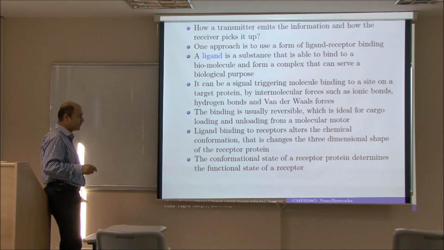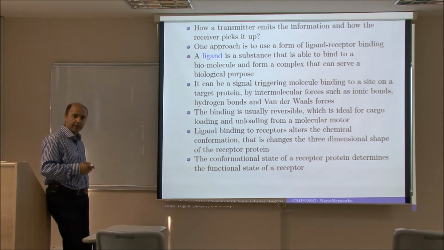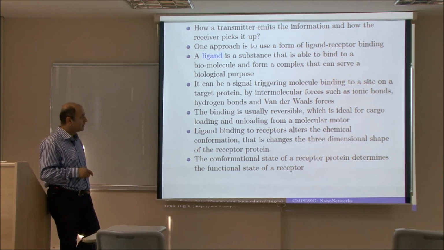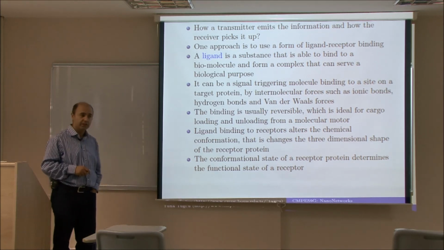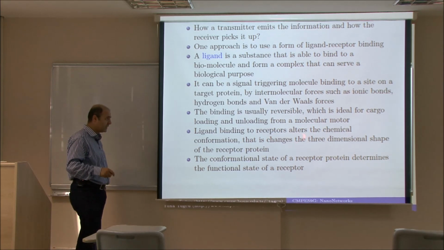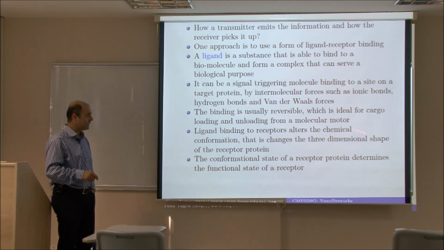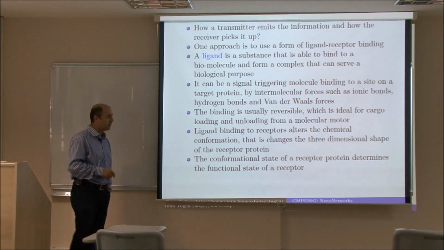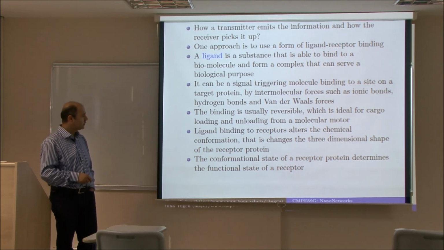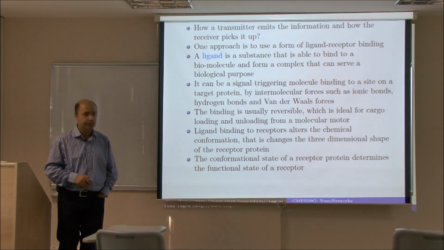Ligand binding to receptors alters the chemical conformation, that is the three-dimensional shape of the receptor protein. And the conformational state of a receptor protein now determines the functional state of a receptor. So the tendency or strength of binding is called affinity. At the moment we are discussing what's going on inside the cell with the molecular motors, but we'll see that affinity becomes important also in the case of intercellular communications.